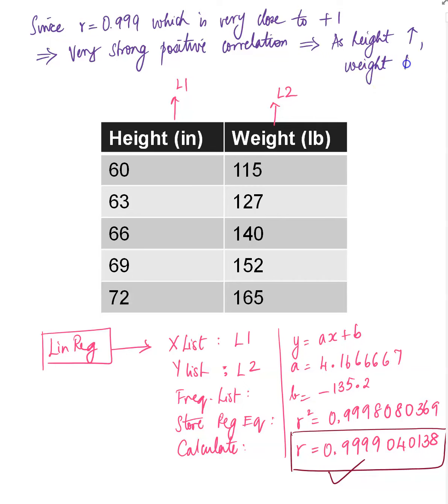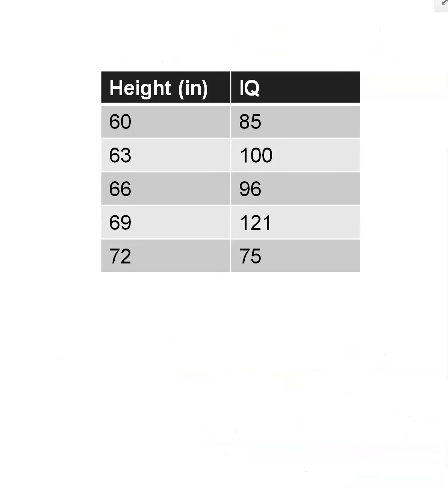We can predict that the weight also will increase. Okay, and that's an important use there, isn't it? So I'll give you another set, and we'll calculate the correlation coefficient for that, and then interpret the result. Okay. Here is your next problem. Height is in inches, and then the IQ scores are given to us.